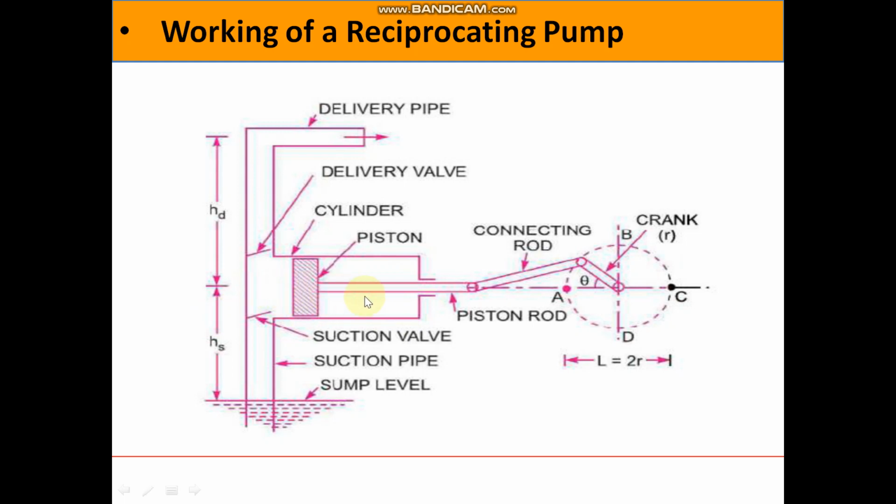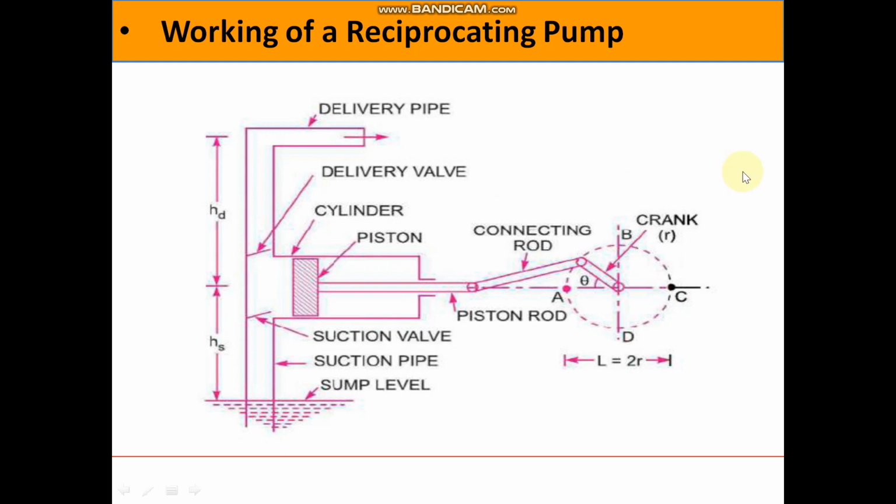Due to the movement of piston, the volume of working medium towards left of the piston increases. That will decrease the pressure of the liquid. When pressure of liquid falls below atmospheric pressure, then suction valve gets open and liquid from the sump gets sucked inside the cylinder. So this is the first stroke of the piston.